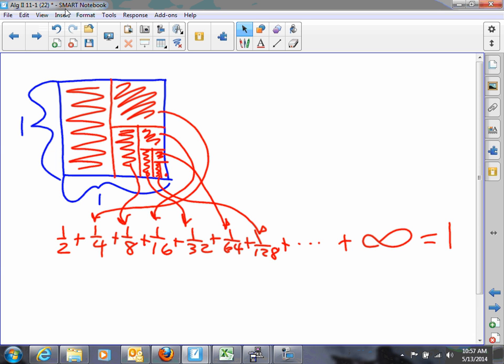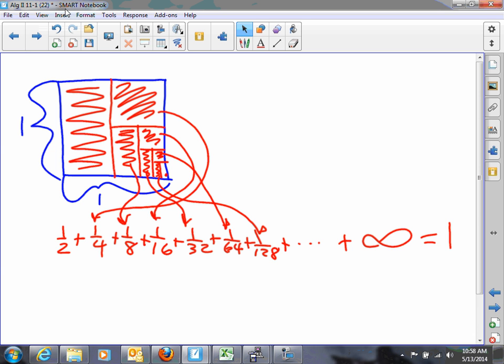So we say that this is a geometric series, because notice, if you multiply 1/2 by 1/2, you get 1/4. If you multiply 1/4 by 1/2, you get 1/8. If you multiply 1/8 by 1/2, you get 1/16, and so on and so forth like that. So it turns out that this is a geometric series. First term 1/2, common ratio 1/2, and we say that it's bounded by 1.